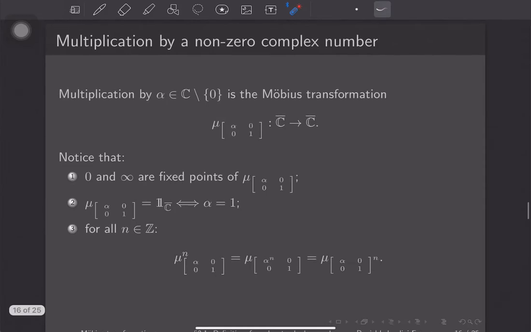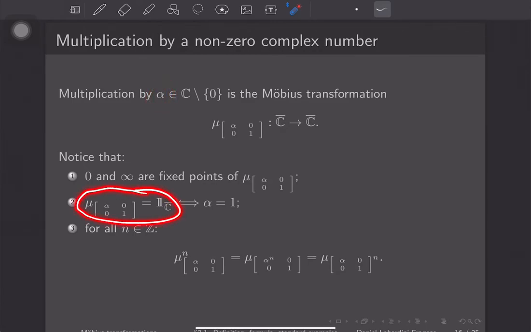And now let me move on to multiplication by a non-zero complex number. First, I find the fixed points just as I did in the case of the translation. It's obvious that the fixed points are precisely zero and infinity. Right? It's obvious that they are fixed points, and I would say it's also obvious that they are the only fixed points. Second, multiplying by alpha is the identity function of C bar if and only if alpha is 1.